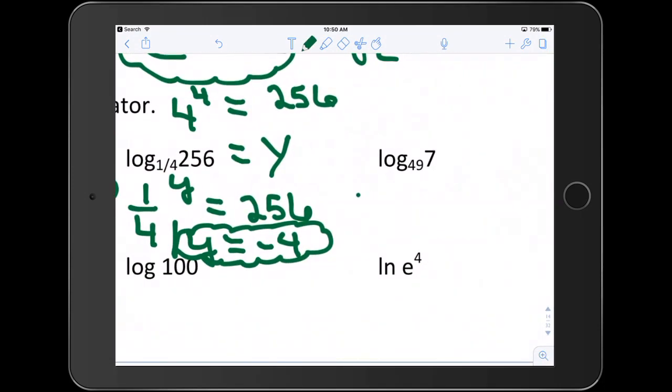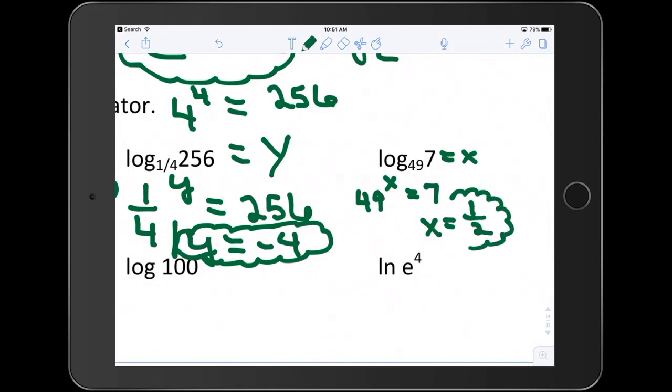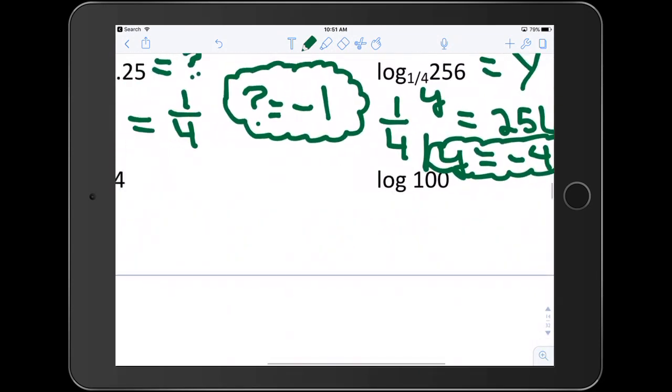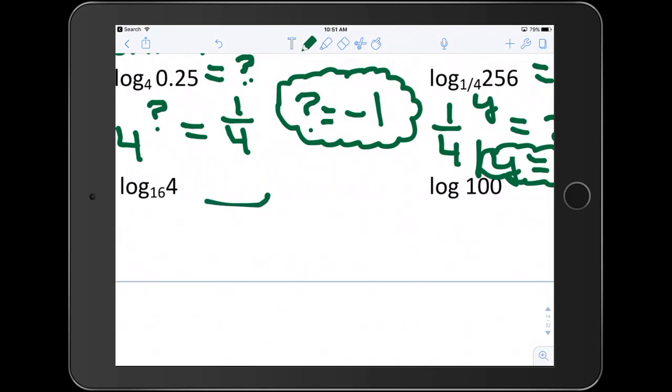There we go. So again, I'm just going to set this equal to x. I'm going to switch it over. The base, 49, raised to the exponent equals 7. Well, you can see the square root of 49 is 7. And again, with square roots, we know that's the same thing as saying 49 to the 1/2 is equal to 7. And again, it's knowing your rules of exponents from first semester advanced algebra.